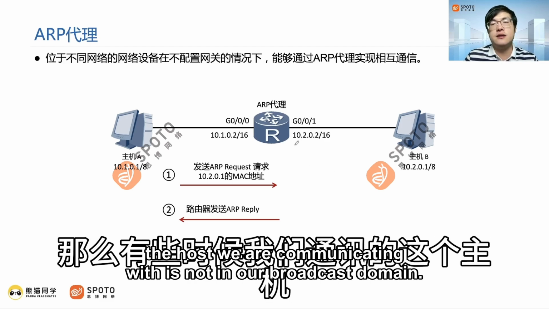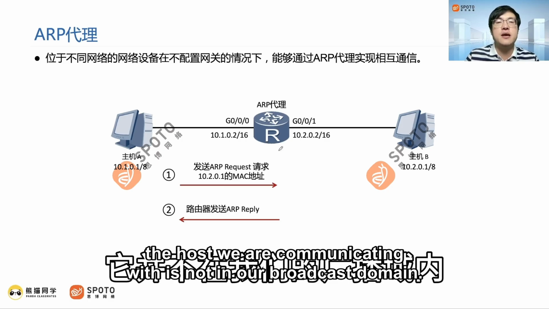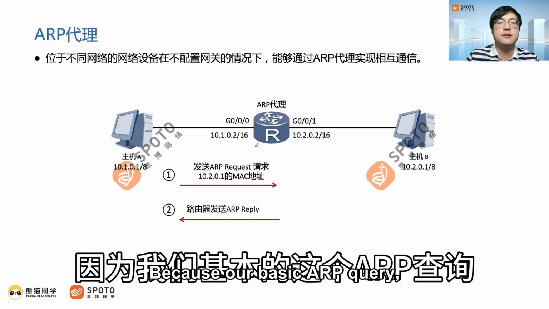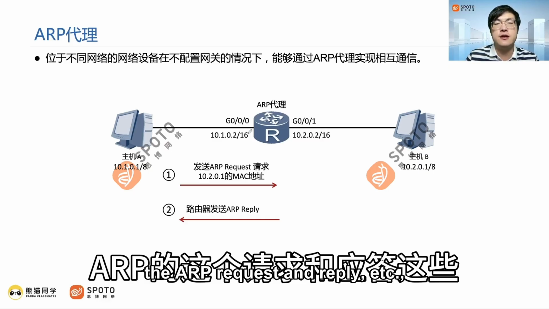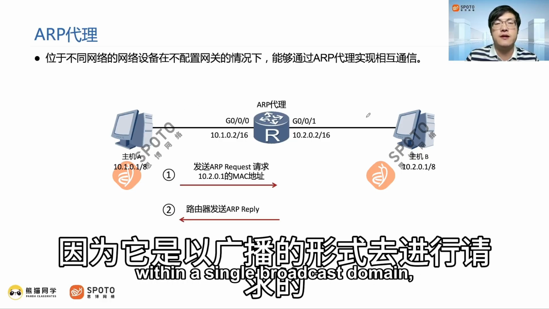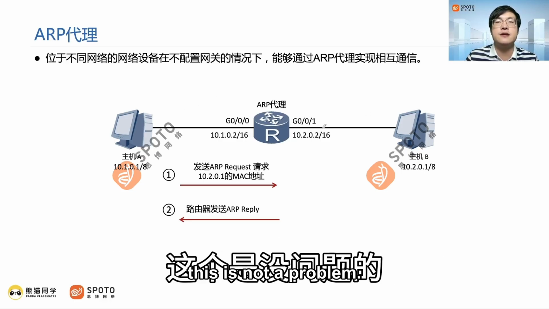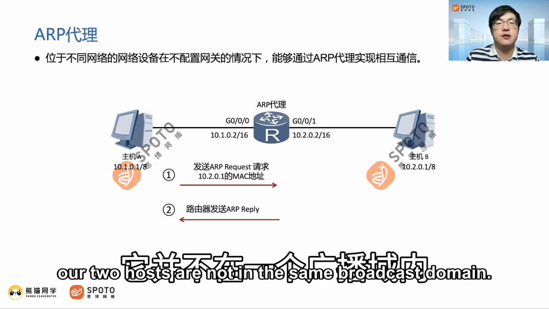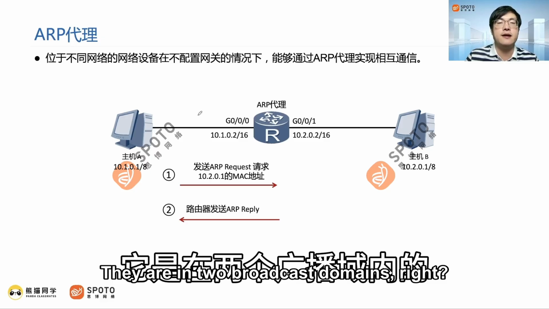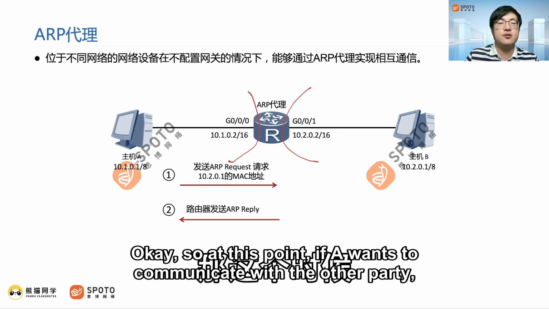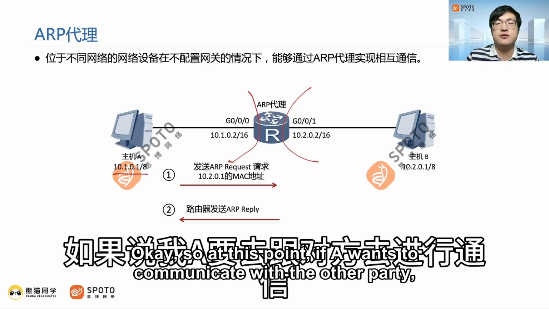However, sometimes the host we are communicating with is not in our broadcast domain. Because our basic ARP query, the ARP request and reply, since it requests in broadcast form, within a single broadcast domain this is not a problem. But in a situation where our two hosts are not in the same broadcast domain, they are in two broadcast domains, right? This side is one broadcast domain. This side is another.